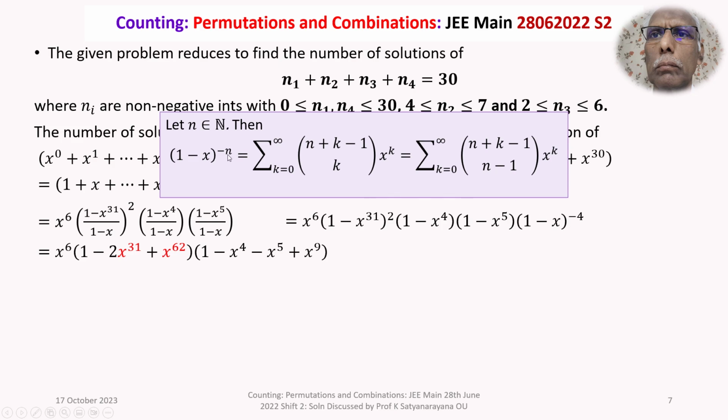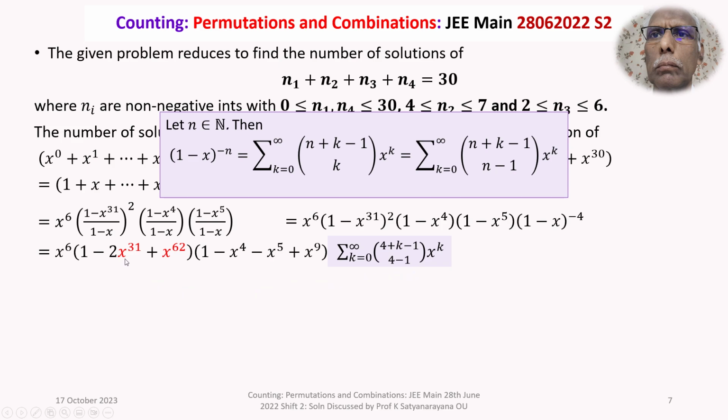Now to apply this one in our case, 1 minus x to the power of minus n, 1 minus x to the power of minus 4. So n is 4. So wherever there is n, you write 4 and write this expansion. Sigma k is equal to 0 to infinity, 4 plus k minus 1 choose 4 minus 1. Agreed. So that's what we have.